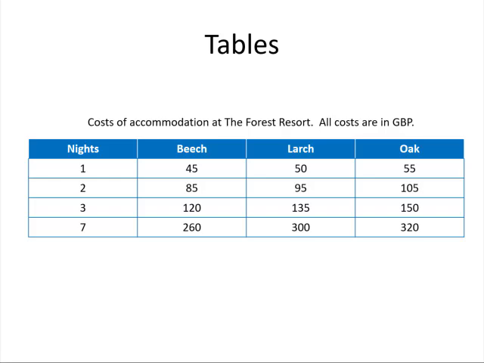This table shows the cost of accommodation at the Forest Resort. If I want to know the cost for 3 nights in large, I can go down in the large column and across on the 3, and it intersects at 135. So it's £135 for the 3 nights. Calculations can also be made to work out totals and missing numbers.